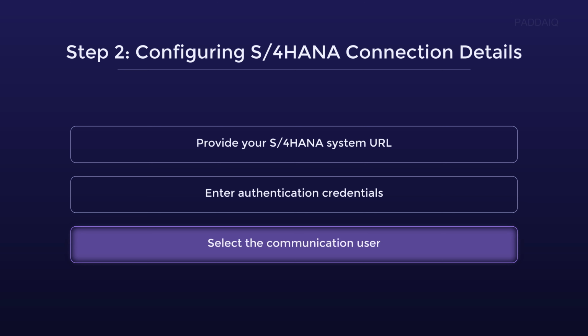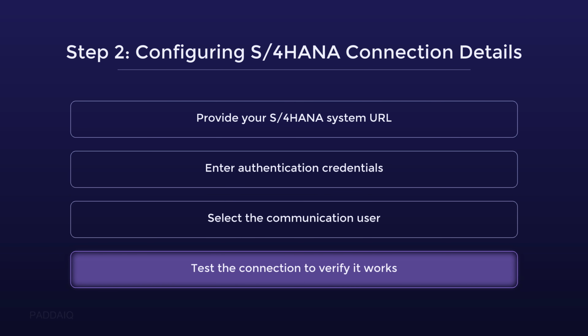Select the communication user. This means choosing the specific technical user that allows your SAP BTP application to securely connect and exchange data with your S/4HANA system. For example, you might select a user named BTP_integration that has the necessary permissions to read sales orders. This step is fundamental for establishing a trusted and functional connection between the two systems.